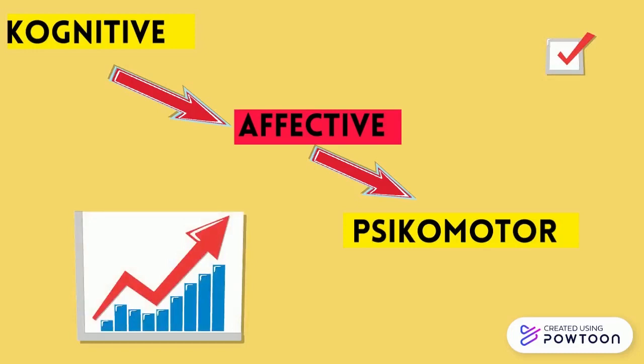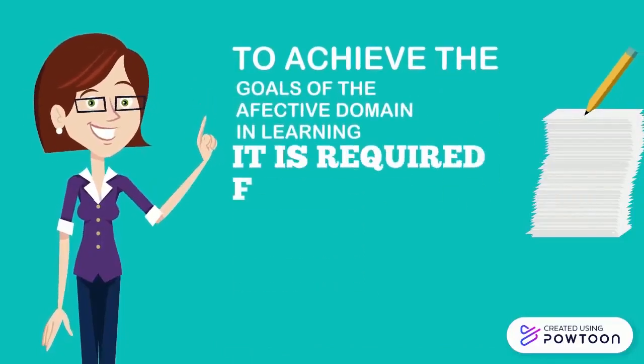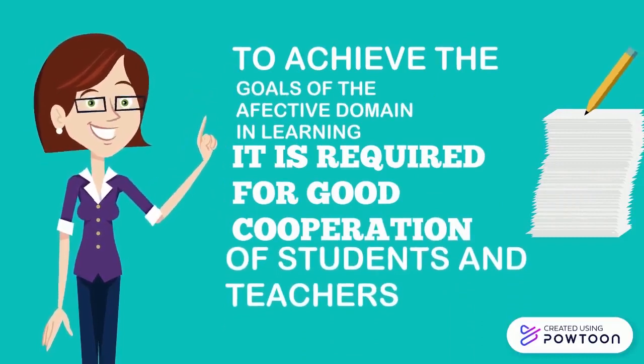This is the ability to act after having received a certain learning experience, in accordance with the meaning contained in this affective domain, so that the two domains described will appear in learning outcomes. To achieve the goals of the affective domain in learning, good cooperation between students and teachers is required.